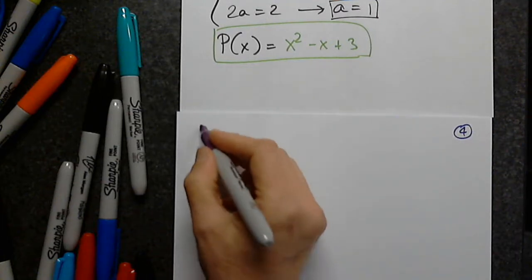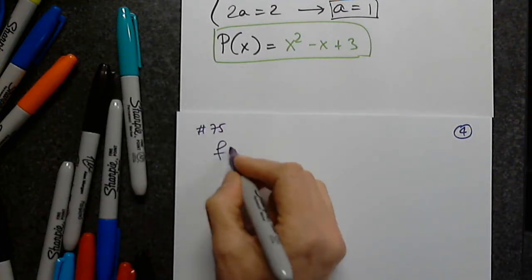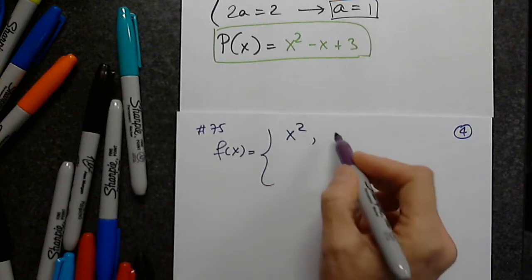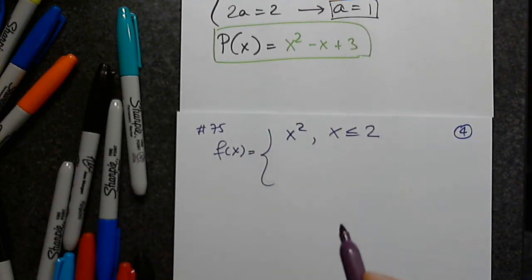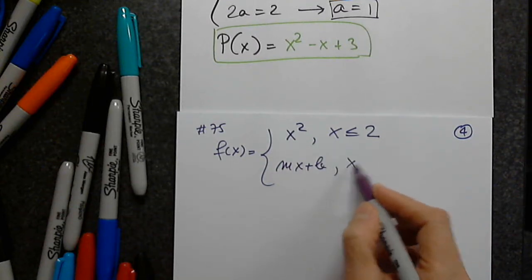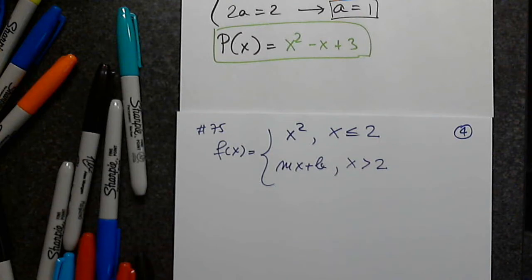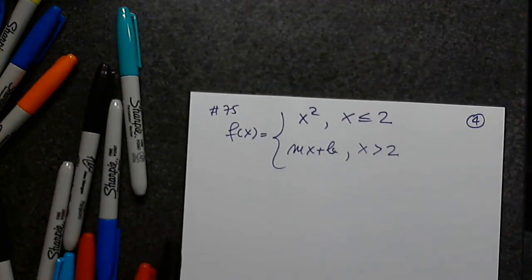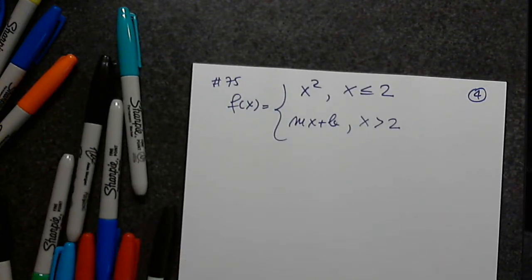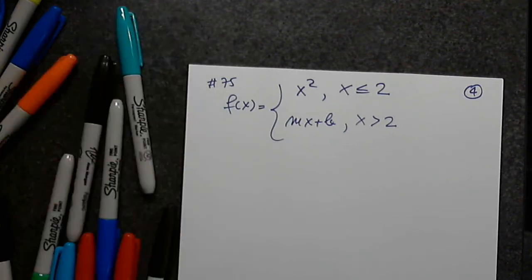Let's say we have 75. f of x equals x squared if x is less than or equal to 2, and it's mx plus b, they say, if x is greater than 2. First of all, we didn't even finish reading the problem, but I'm going to ask you what type of function is it? Of course, it's defined piecewise. It's a piecewise defined function. It has 2 pieces. Perfect.